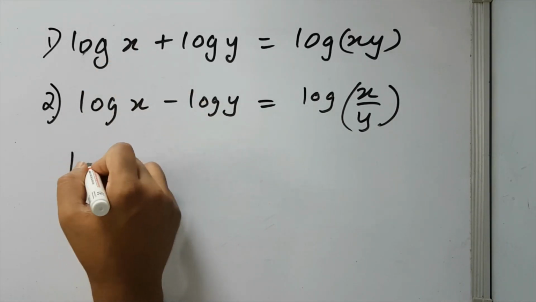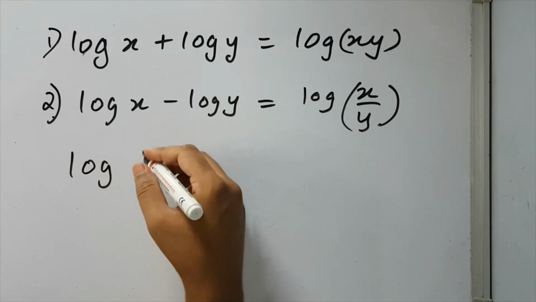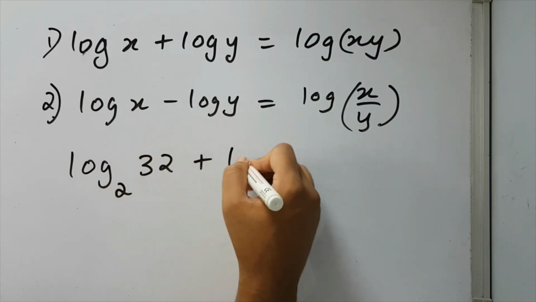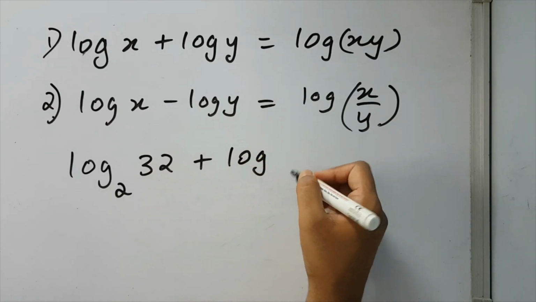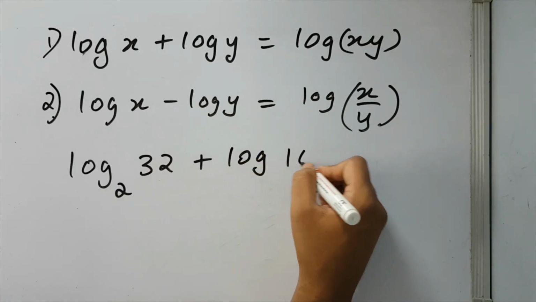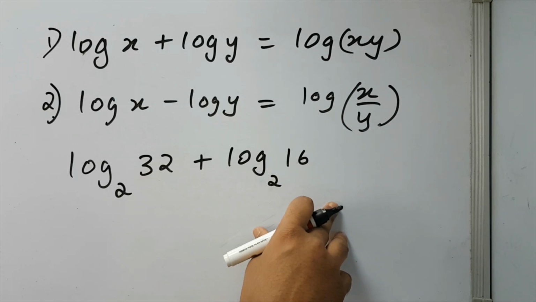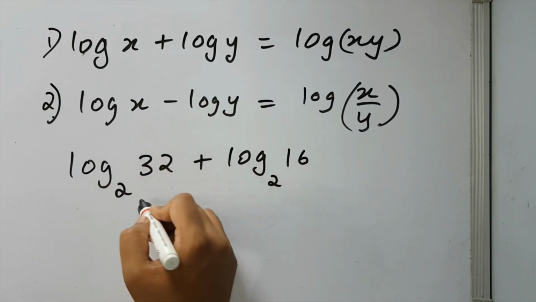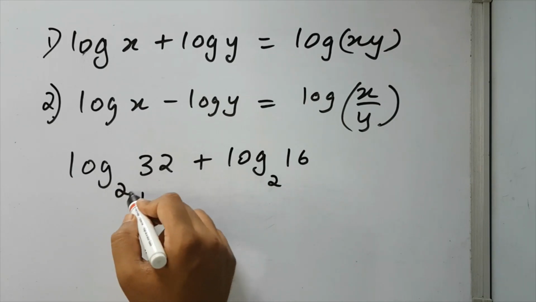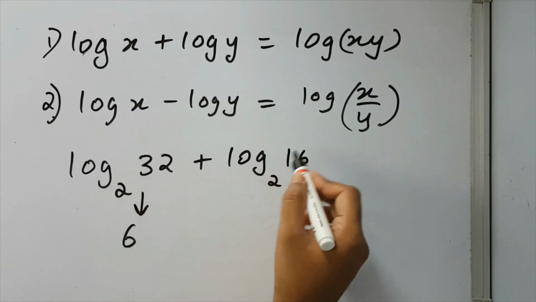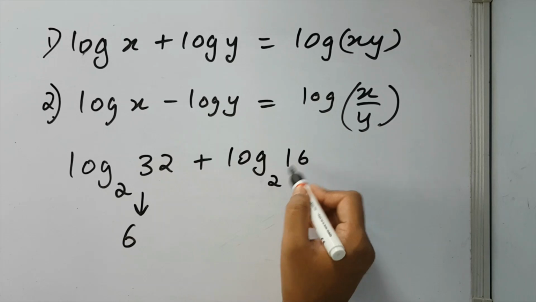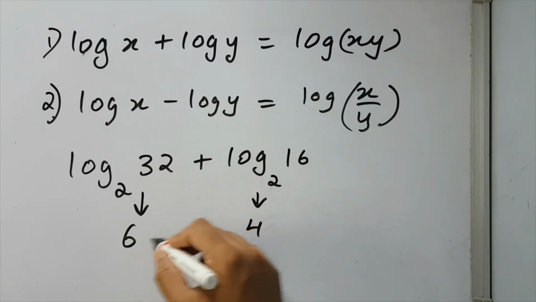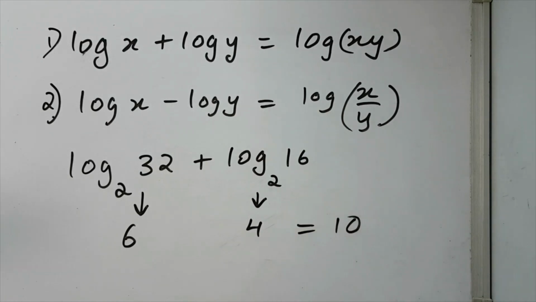Let's say I ask you what is log of 32 to the base 2 plus log of, let's say, 16 to the base 2. So what is the question here? Log of 32 to the base 2 would be 5, and log of 16 to the base 2 would be 4. So the answer should be 5 plus 4, which is equal to 9.